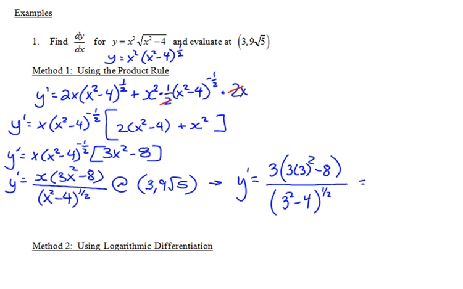Okay, so this is going to become, on the numerator, 27 minus 8 is 19. 19 times 3, 57. Now, the bottom we have 9 minus 4, which is root 5. Or, if we rationalize this, it's 57.